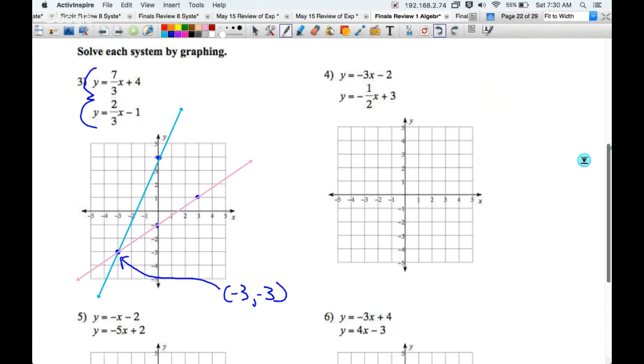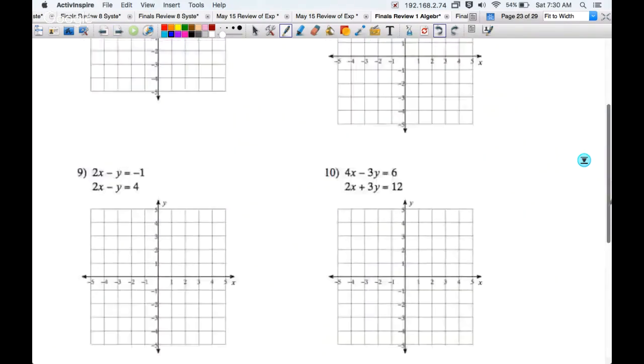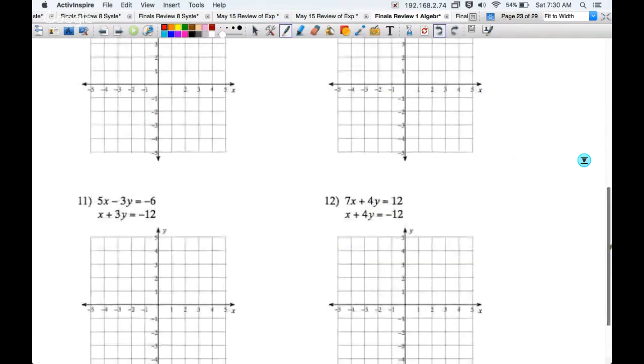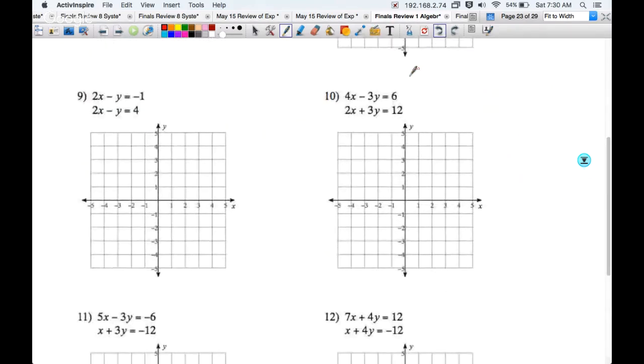All right. So these all look pretty easy to graph. Let's see if there's maybe some harder cases. Yeah, here we got some that are in standard form. So you got to convert them both to slope-intercept form, and then graph them both, and then find their intersection point. So let's do the one that looks like it's got the biggest numbers. I'm going to do 10 to start. Yeah, I like 10. So here we've got 4x minus 3y equals 6.